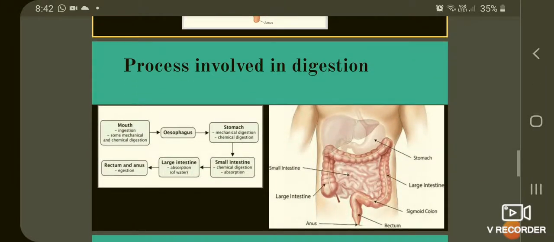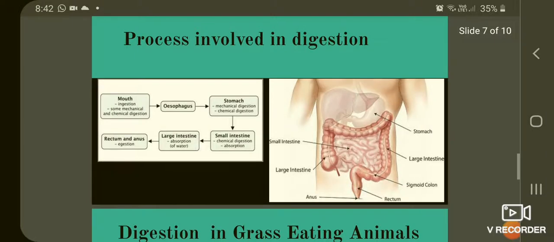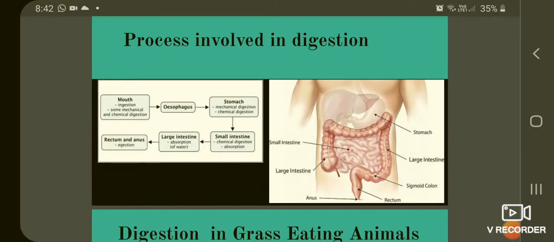See here, children. I am going to explain the whole digestion in a picture. Okay, students. You are observing the stomach. You are observing picture 2. Stomach, small intestine, large intestine, then rectum, anus, etc. Here another chart is there. You are observing mouth, ingestion, some mechanical and chemical digestion.